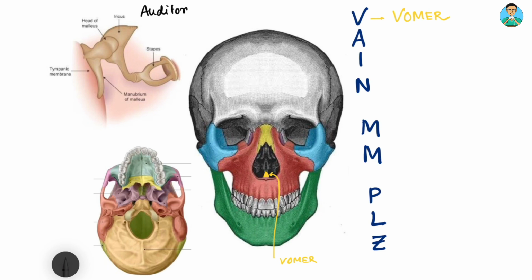Next we come to the auditory ossicles. These auditory ossicles present deep within the middle ear form A. After that we have I. I stands for the inferior nasal concha.